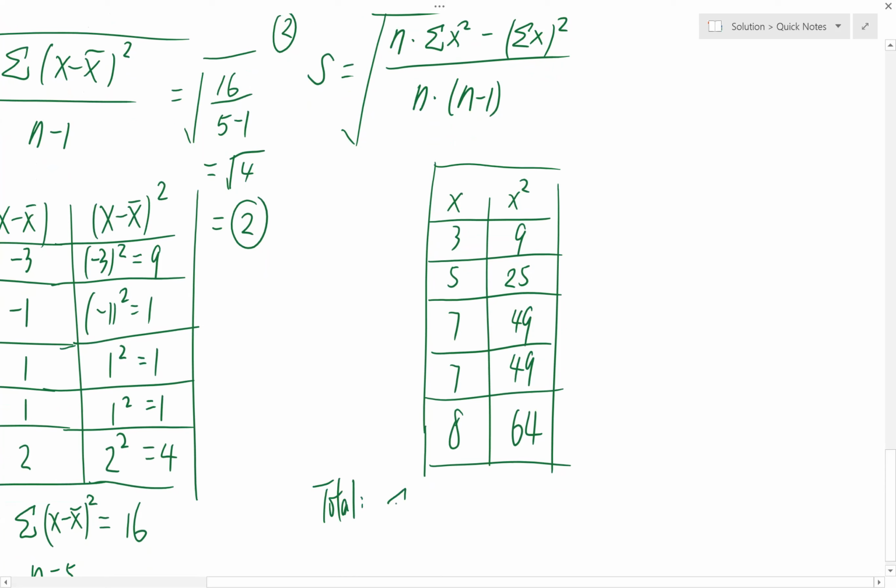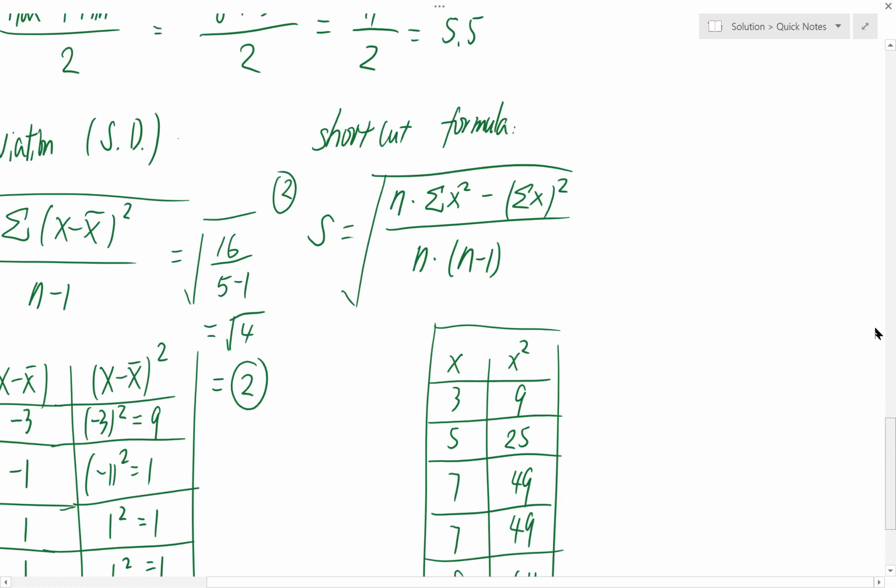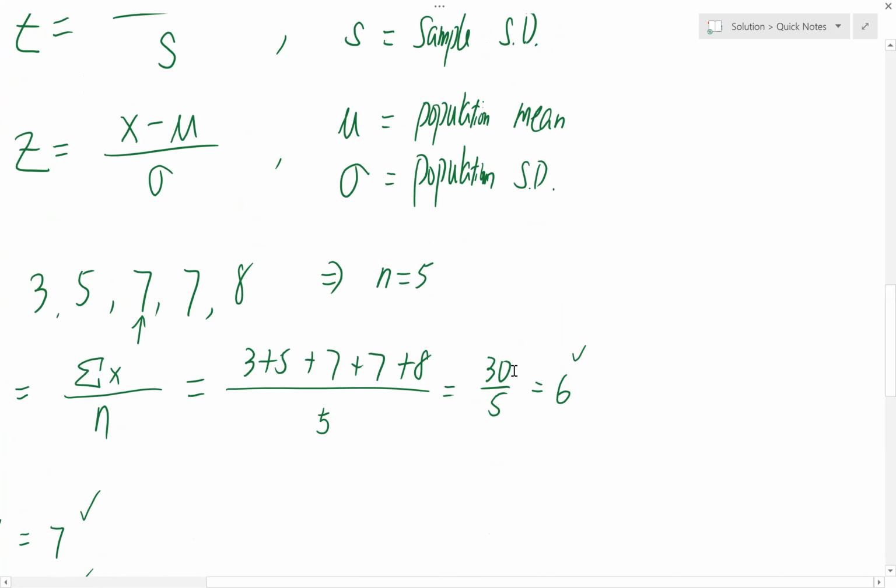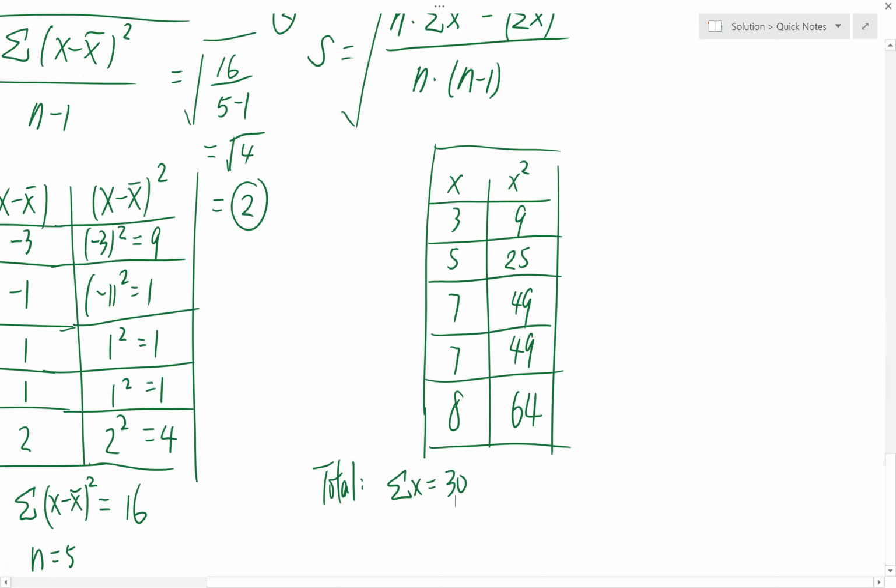We get a summation of x. We know that that's 30, right? We did that already from the previous calculation. The total of all the data values is 30. Then we square and sum the square terms. It's so much quicker to do it in Excel, but still, you need to learn how to do it by hand.